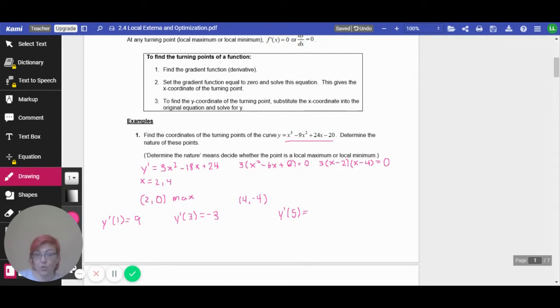3 times 5 squared minus 18 times 5 plus 24 is 9. So I'm increasing again. So here I go from decreasing to increasing. This is a local minima.